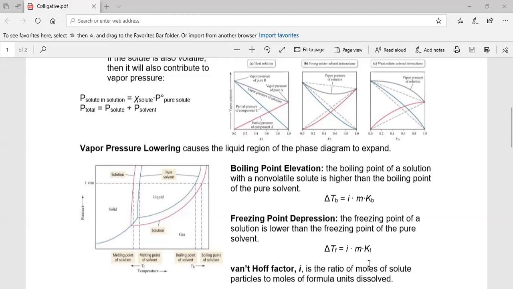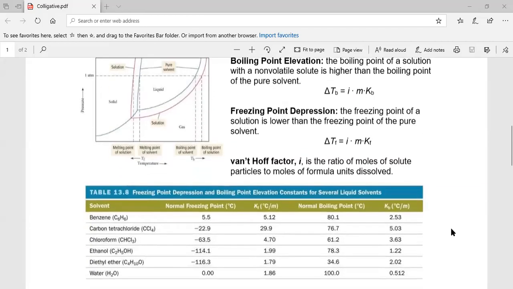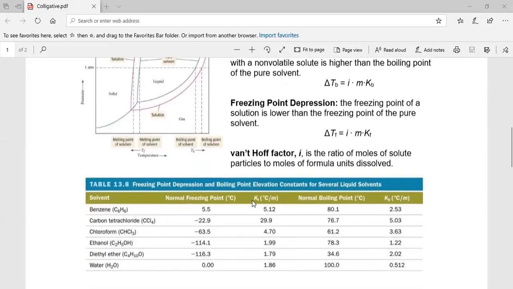The other part of this equation is our big K constant. Here there is a table that includes our constants: Kf is how the temperature changes for freezing, and Kb is how the temperature changes for boiling. Now, when we apply these equations, these are the changes to the temperatures.